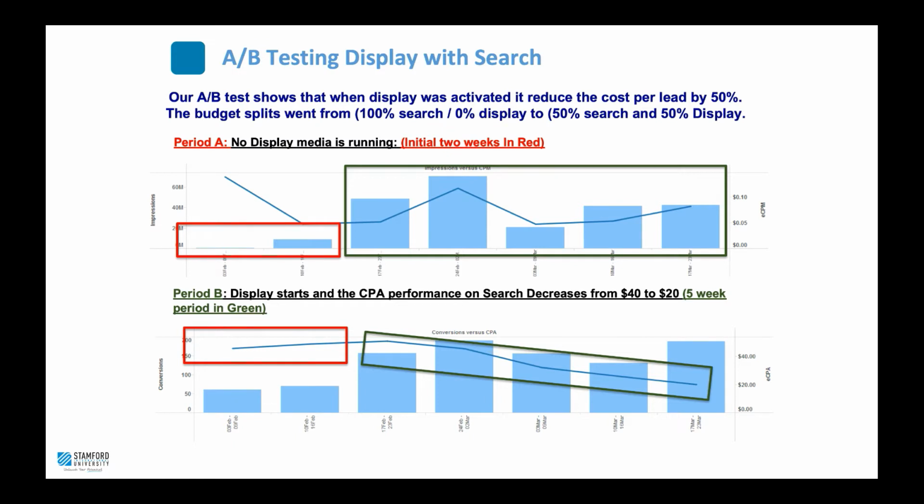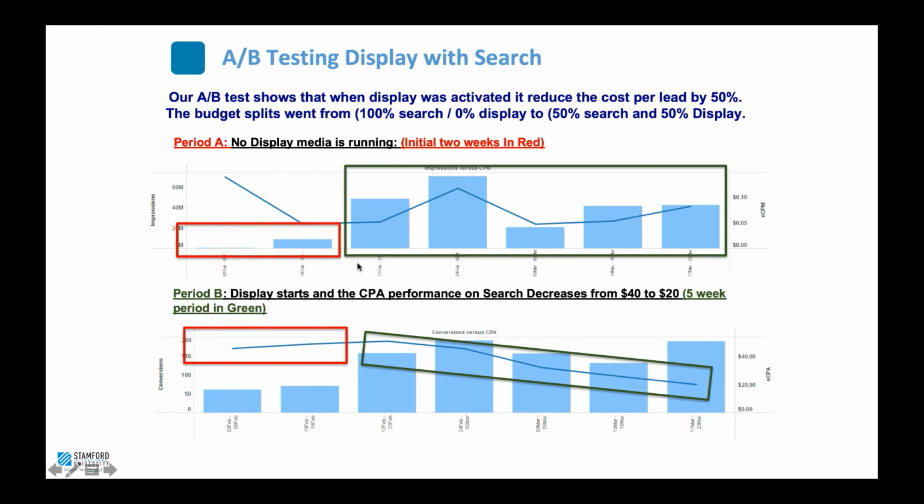So what we did is we ran an A/B test. And in this first period, okay, period A, we ran search with no display. Okay, so no display was running. And you can see here how the CPM and the CPA price in particular was very high during this period.